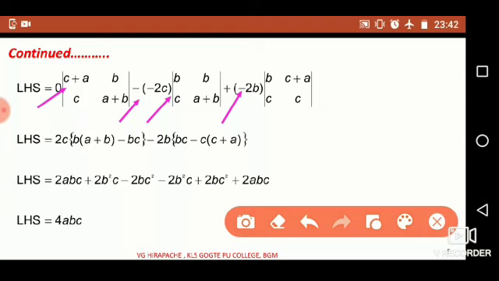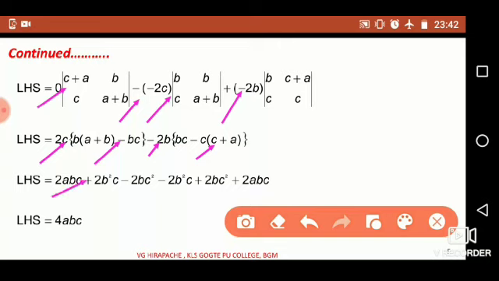Therefore 0 into anything will be 0, minus of minus is plus 2 into b, a plus b minus bc, minus of 2b into bc minus of c into a plus a. You know how to find or evaluate the second order determinant.